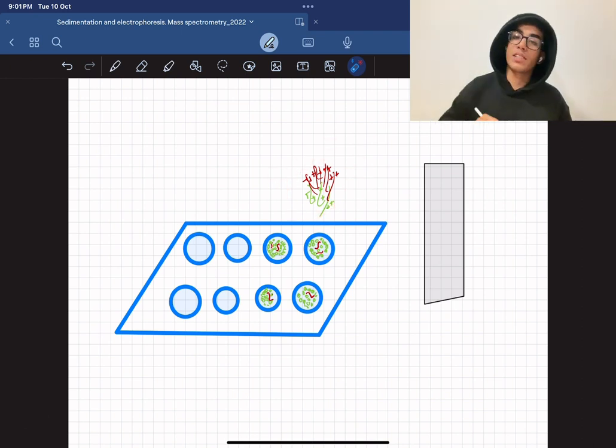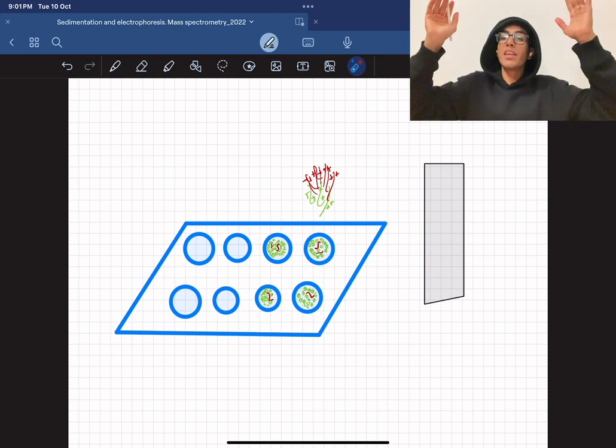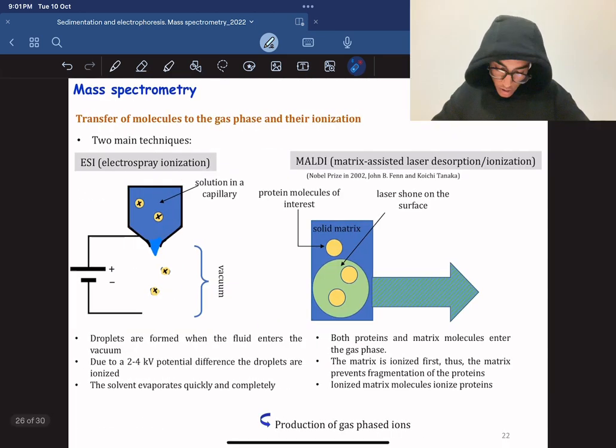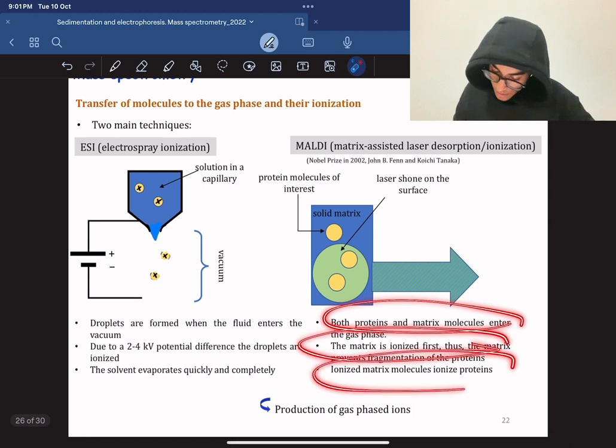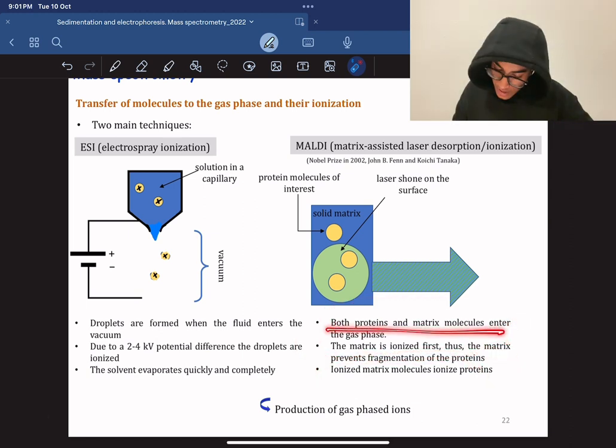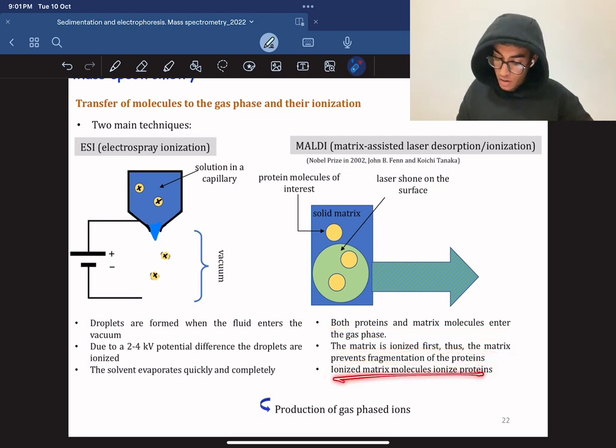Now comes our next step: we accelerate these ions. So now we know the two ways we're going to do it from. We understood ESI, we understood MALDI. Please learn these points. Both proteins and matrix enter the gas phase. The matrix is ionized first, thus the matrix prevents fragmentation of the protein. Ionized matrix molecules ionize proteins.